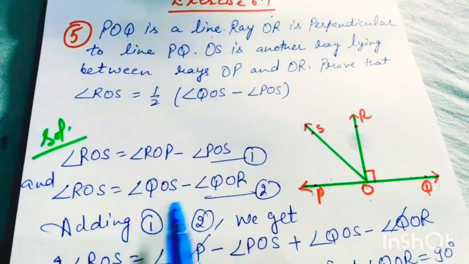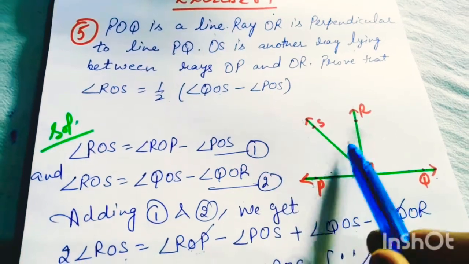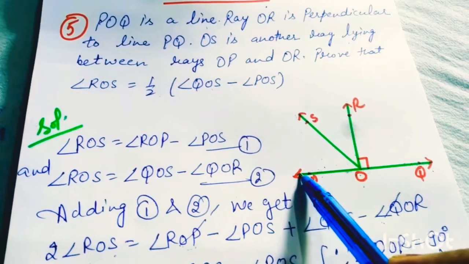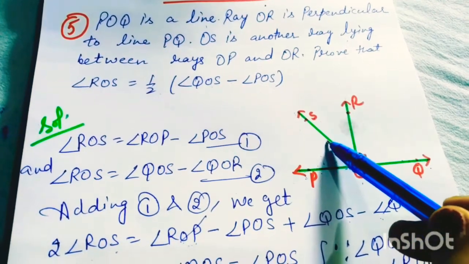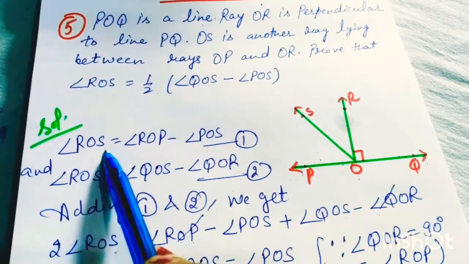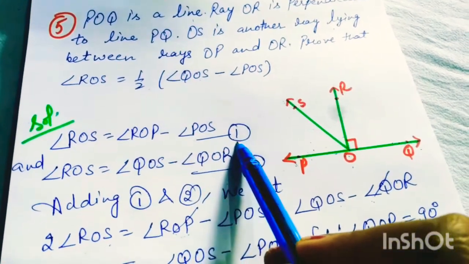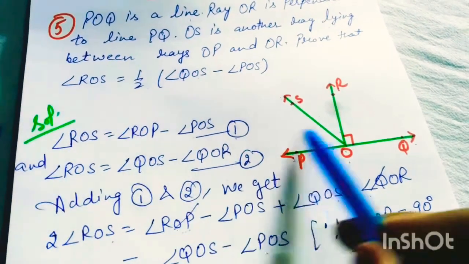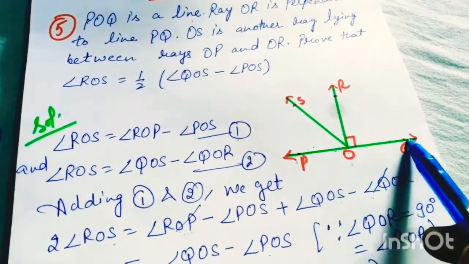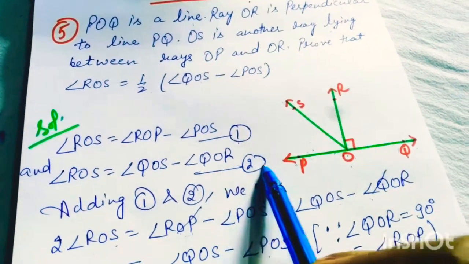Now how will we solve it? First of all, angle ROS, from the left-hand side, we will take this angle as equal to the whole angle ROP, minus the angle that is left, POS. So angle ROS equals angle ROP minus angle POS. We will write this as equation first. Similarly, from the right side we will take angle ROS equal to the whole angle QOS minus angle QOR. This will be equation second.